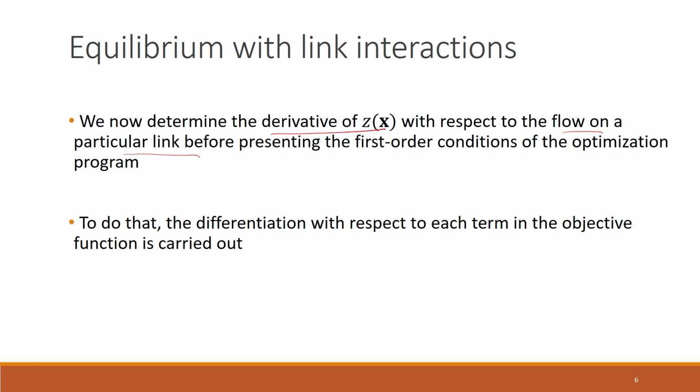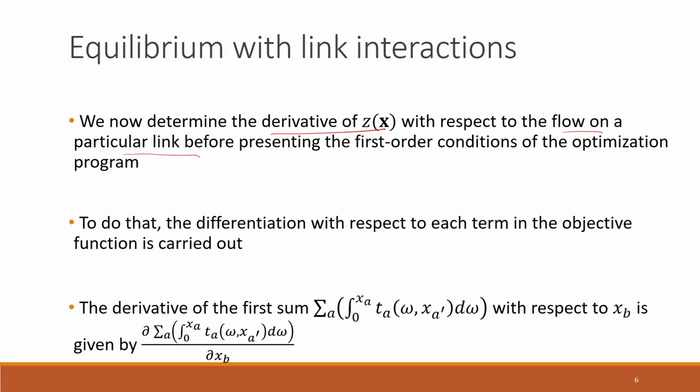So, if you remember, there are two terms. In the first case, we were keeping the flow in the opposite direction constant, and in the second case we were keeping the flow in the opposite direction equal to 0. So, let us first take the derivative of the first term here. This is the sum over all the links, where every term is an integral with respect to the flow of link a, and the flow in the opposite direction is kept constant, x a dash.